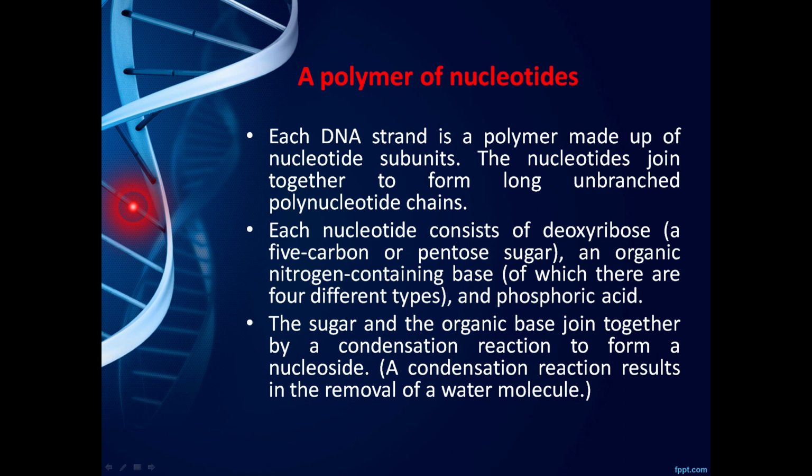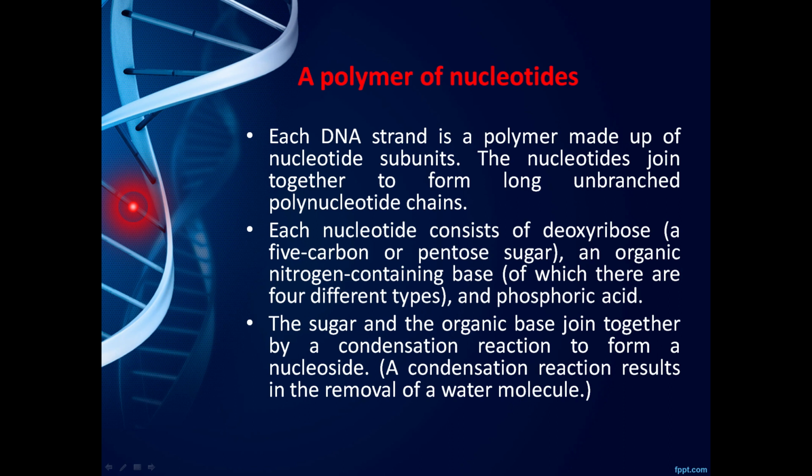A polymer of nucleotides. Each DNA strand is a polymer made up of nucleotide subunits. The nucleotides join together to form long, unbranched polynucleotide chains. Each nucleotide consists of deoxyribose, a 5-carbon or pentose sugar, an organic nitrogen-containing base, of which there are 4 different types, and phosphoric acid.